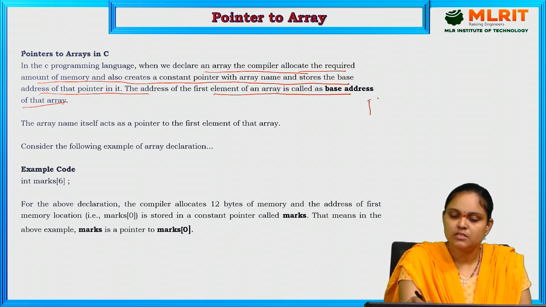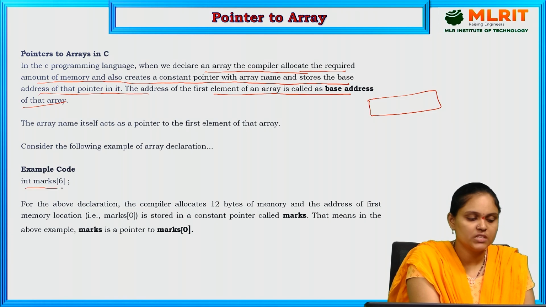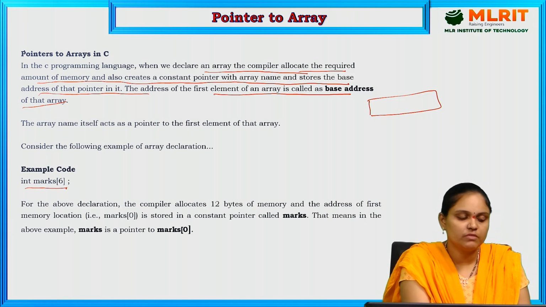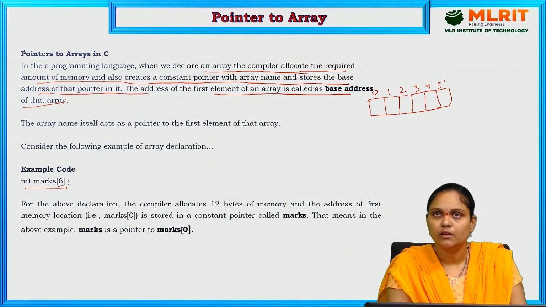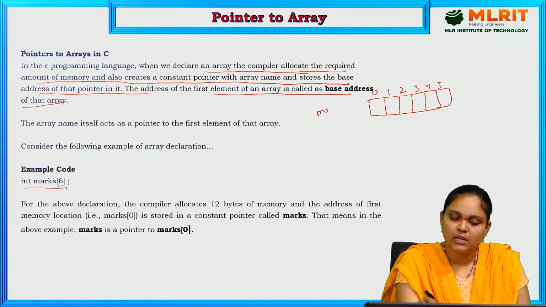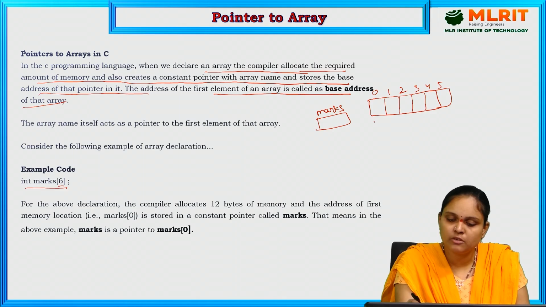So consider this is my array. Take an example of int marks[6]. So we have a size of 6, so we can store 6 elements. And here the index starts from 0, 1, 2, 3, 4, 5. As it is an array, the index starts from 0. And here we have marks, and consider the address of the first value is 100, the next one is 104, the next one is 108, 112, 116 and 120.